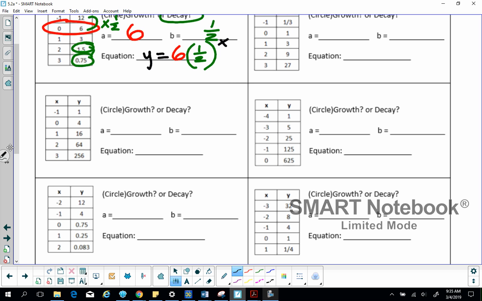Did you guys want to go over one more? These are all exponential too. None of these are going to be linear, so we're just focusing on exponential today. Does anyone need to go over another one?